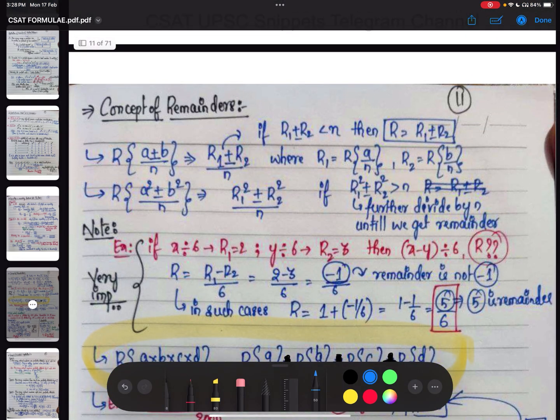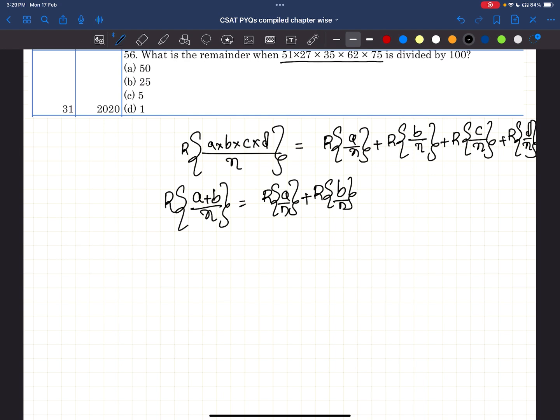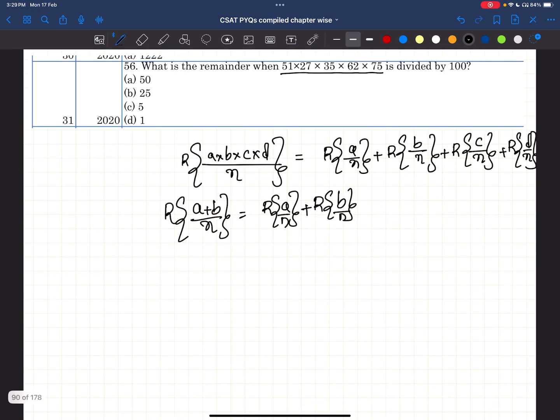See here. Remainder of A plus B by N is equal to remainder R1. That means the remainder when A is divided by N is R1, and the remainder when B is divided by N is R2. Simply, we have to add the remainders R1 and R2. Right? No need of anything more. See, by using these two formulas, we'll solve this question very easily.